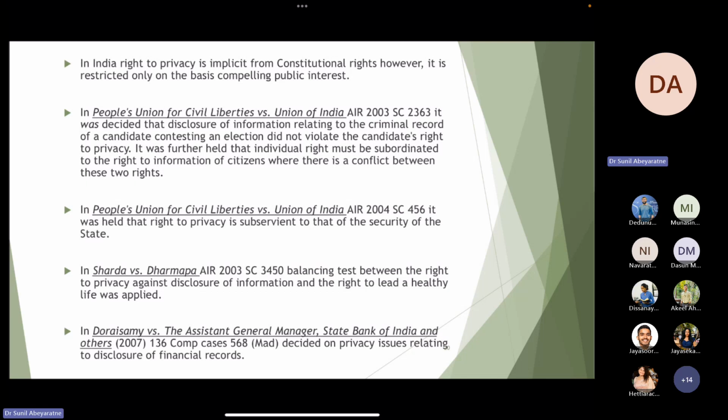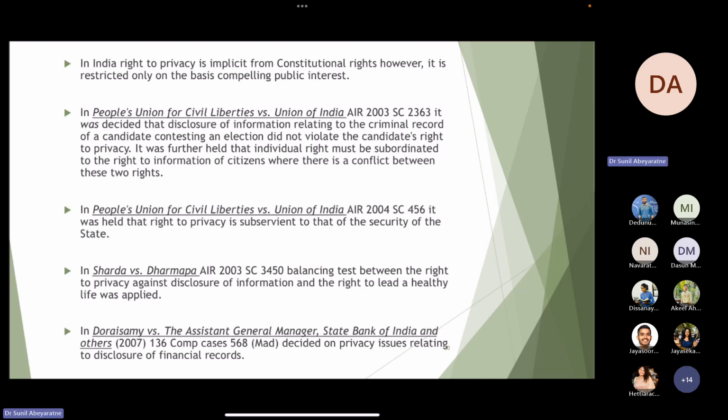In Doraisami's case, once again, a newspaper published about a candidate of the election. They disclosed the financial records of the candidate. The candidate filed a case saying that this particular newspaper violated his privacy. The court held that no, he's a public figure. Considering the safety of the society, the voter must know his financial situation before they vote.